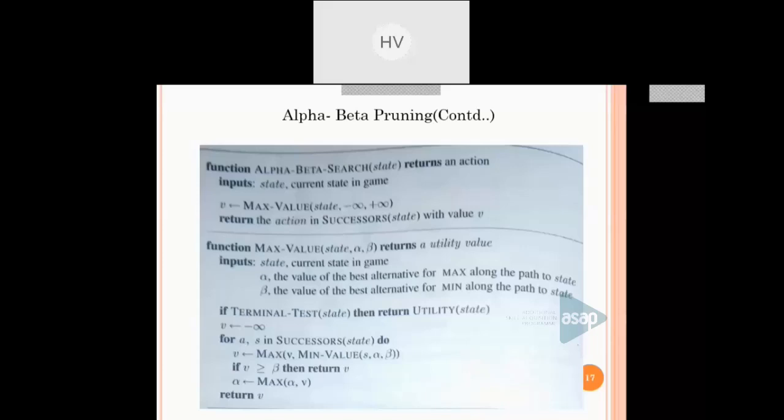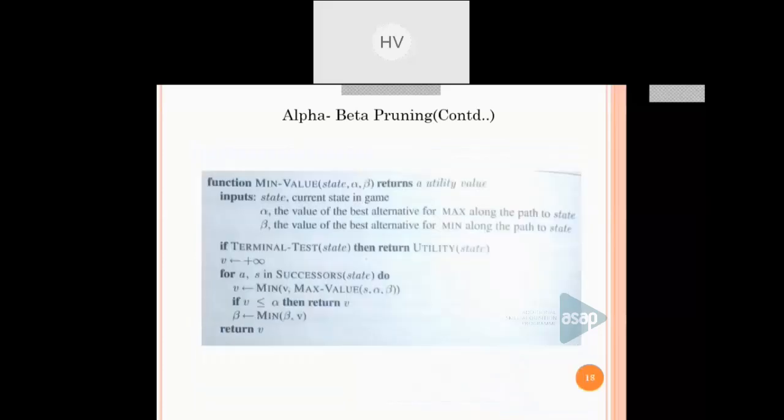First it is alpha beta search. It will first take the max root node, which in turn needs the max value function. To calculate the max value function, it needs min value, so it will call the min value function in the next slide. Min value will call max value and so on. In this way the search procedure continues and you get the final resultant value at the root node. So this is about alpha beta pruning. If you have any doubt, you can ask.